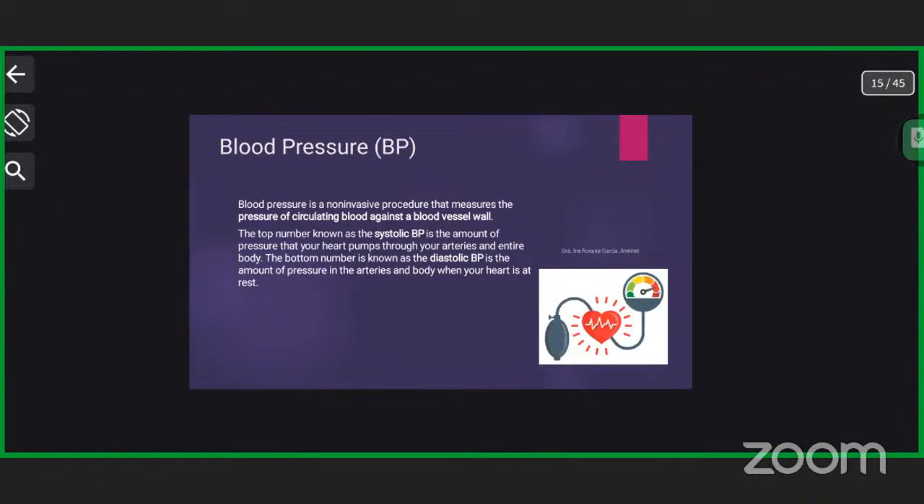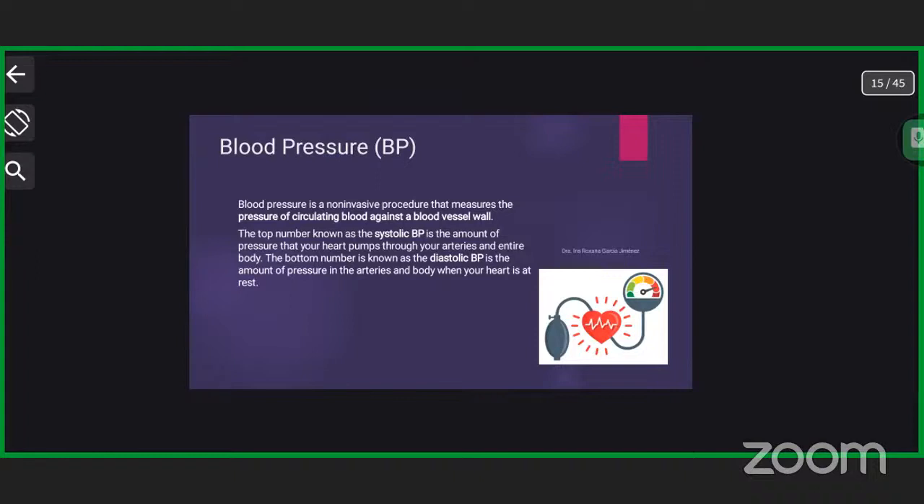When we know the material we are going to use, the devices we really need, we have to consider how to take the blood pressure and what it is. Andrea, can you hear me? Yes, yes. Yes, I can. Thank you, Andrea. Can you read this slide, please?